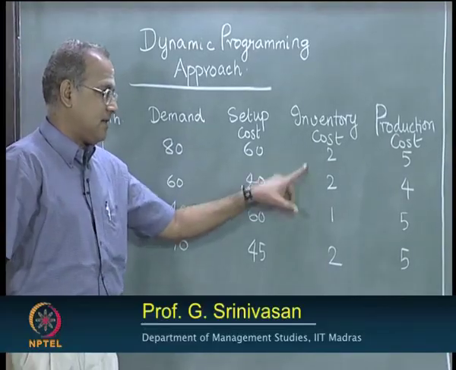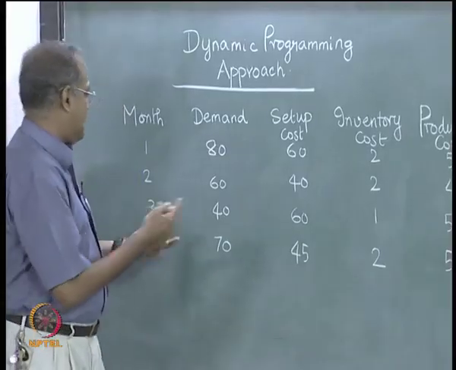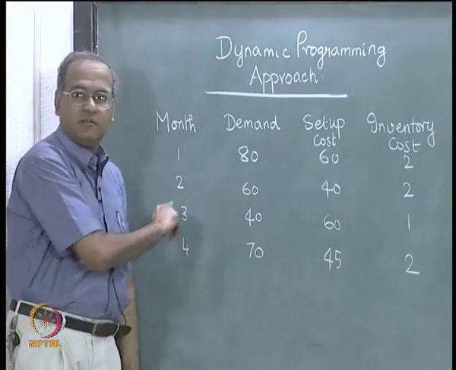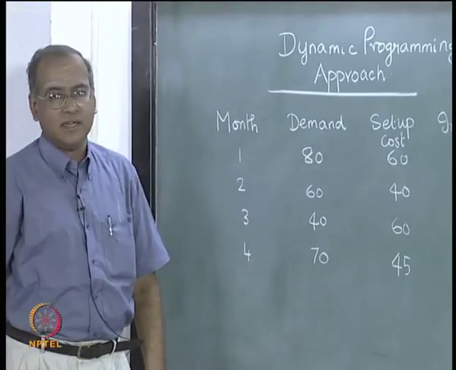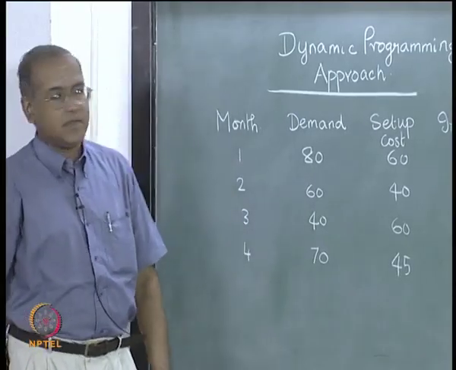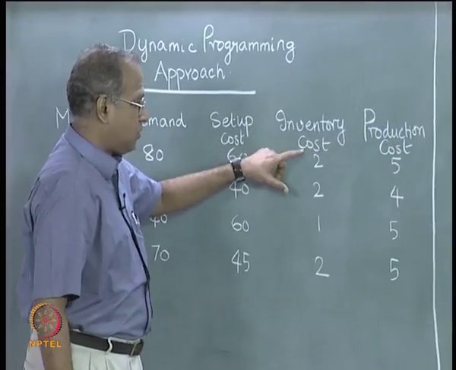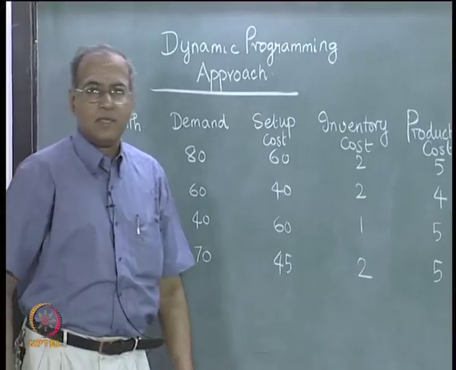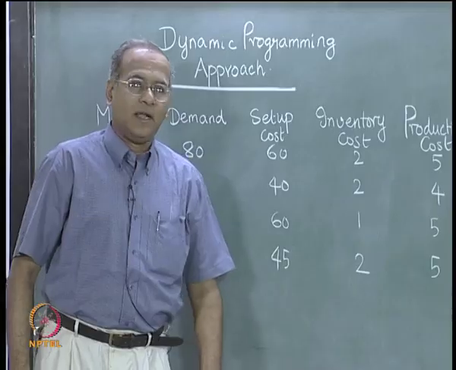In addition, there is an inventory cost, which means one can produce in say month 1 and use the production to meet the demand of month 2. If we do such a thing, then we incur a certain inventory cost or inventory holding cost. We are also going to assume that the inventory cost of 2, 2, 1 and 2 represent the cost of holding the ending inventory at the end of this period.